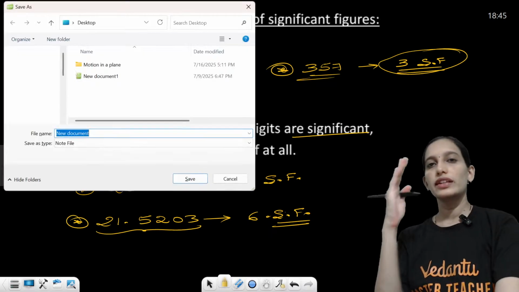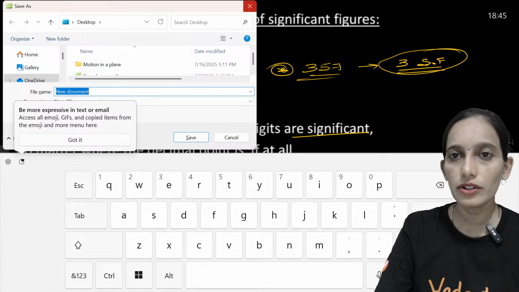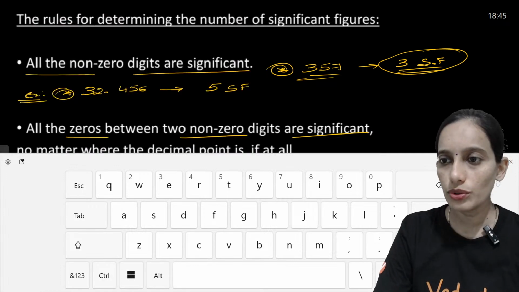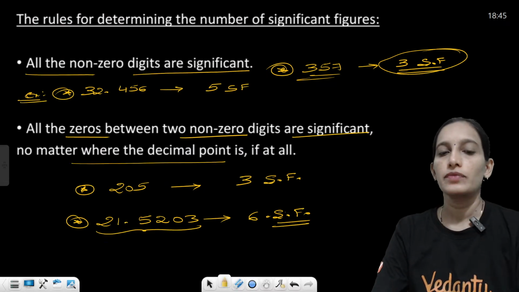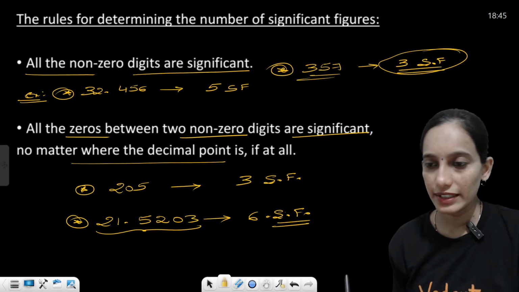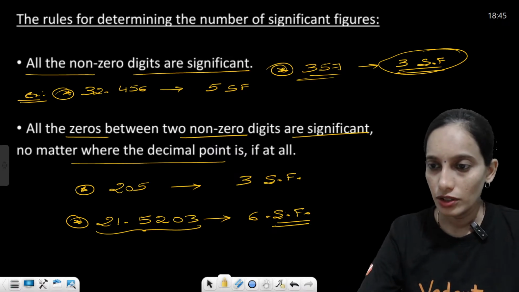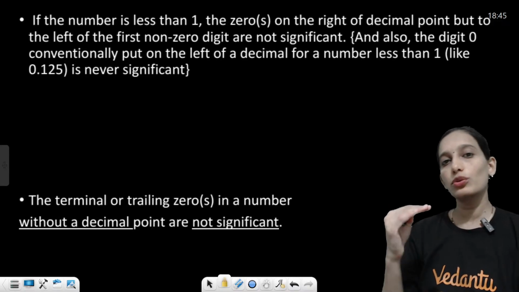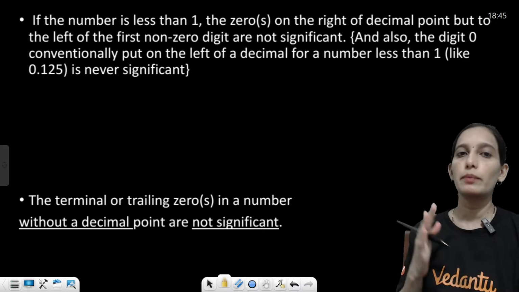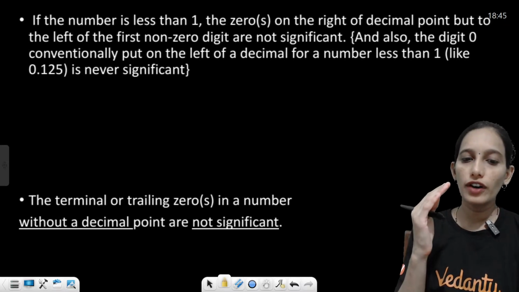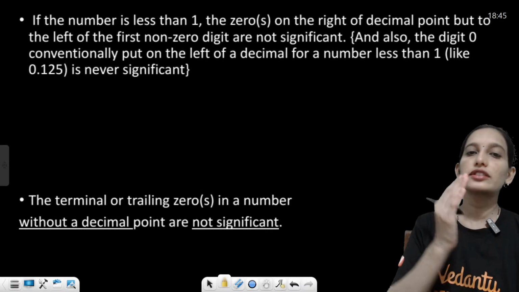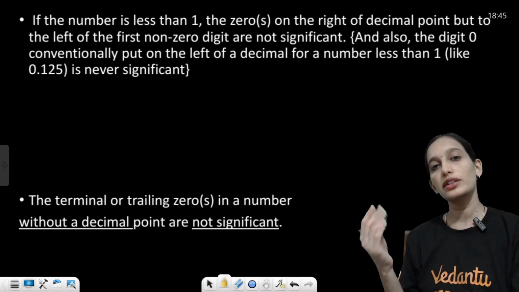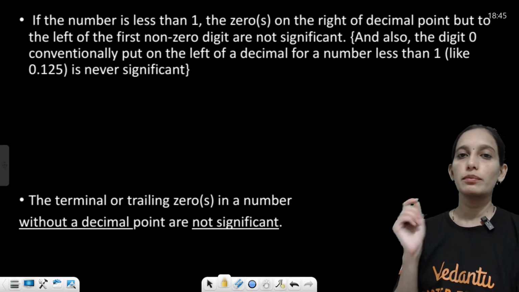Okay, so if there is a zero between any two non-zero digits, they are going to be significant. So next is the next rule. All these rules are set by keeping in mind that if I go from one system of unit to another system of unit, it is not supposed to change the number of significant figures.